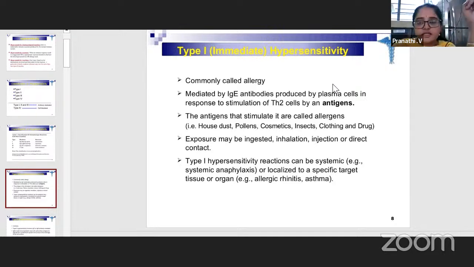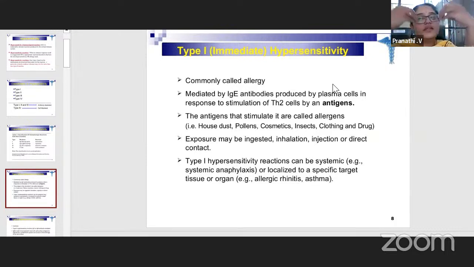What are they? House dust, pollen, different kinds of caustics sometimes, certain insects, mites, dust mites, certain very rough or irritating clothing, or certain drugs. So some people are allergic to penicillin. So it says that an allergen has come into place and it starts releasing your antibodies. How? It is going to release IgE antibodies because Th2 cells have been stimulated.